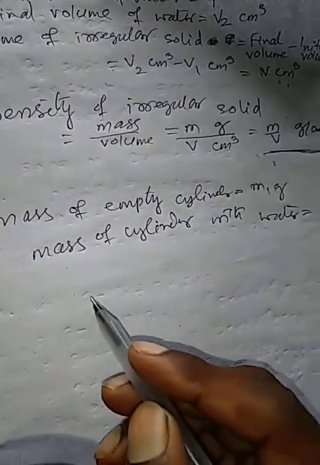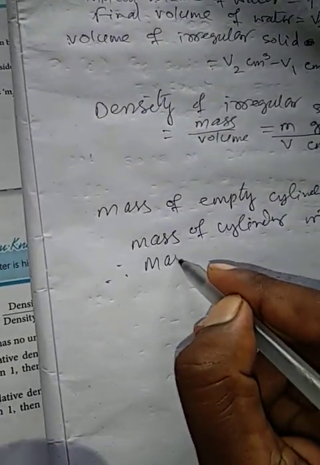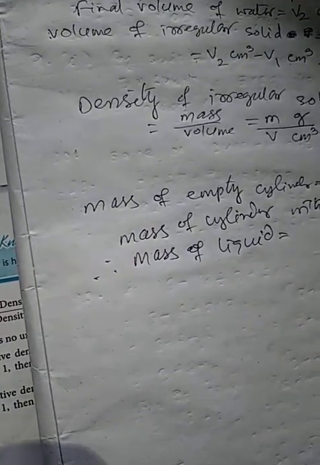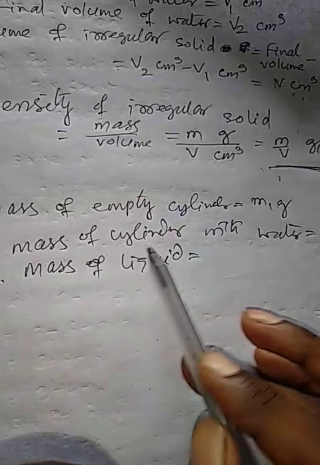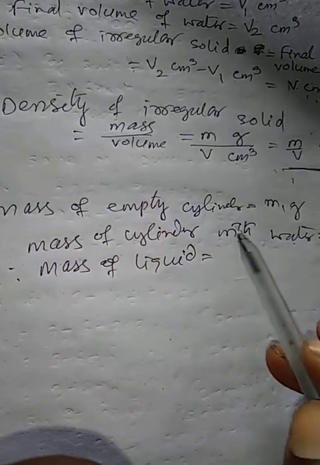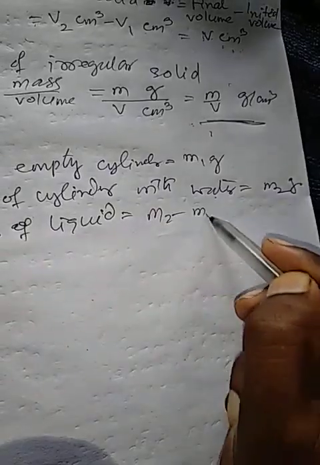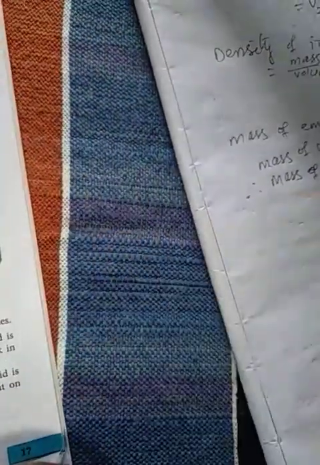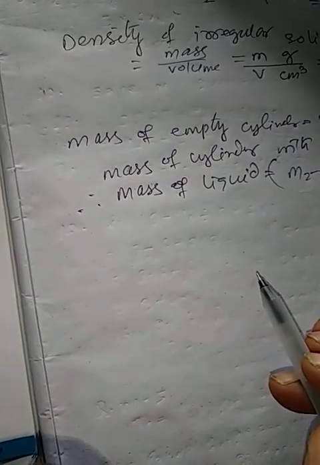Now calculate the mass of the liquid. Therefore, mass of the liquid is equal to mass of the cylinder with liquid minus mass of the empty cylinder, that is m2 minus m1 gram. Now substitute the value obtained in step 1.